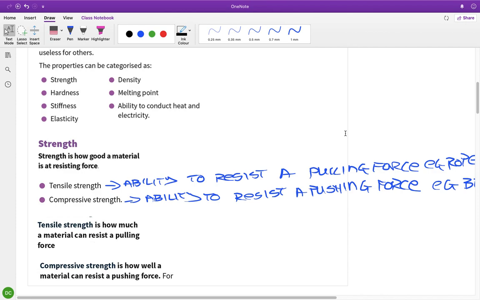So if the brick doesn't have a really high compressive strength, then the ones at the bottom will just get crushed by the ones above them. So they have to be able to resist the pushing force down on them by the bricks that have been built above them.